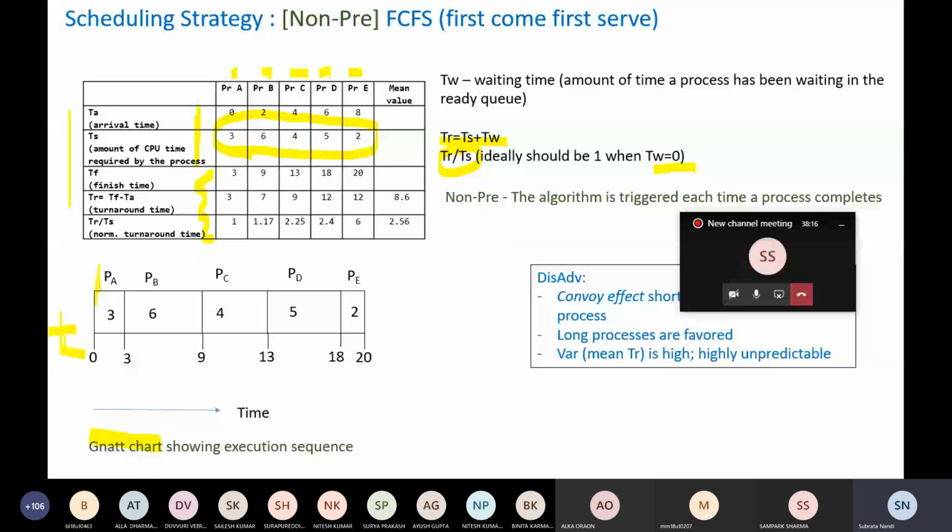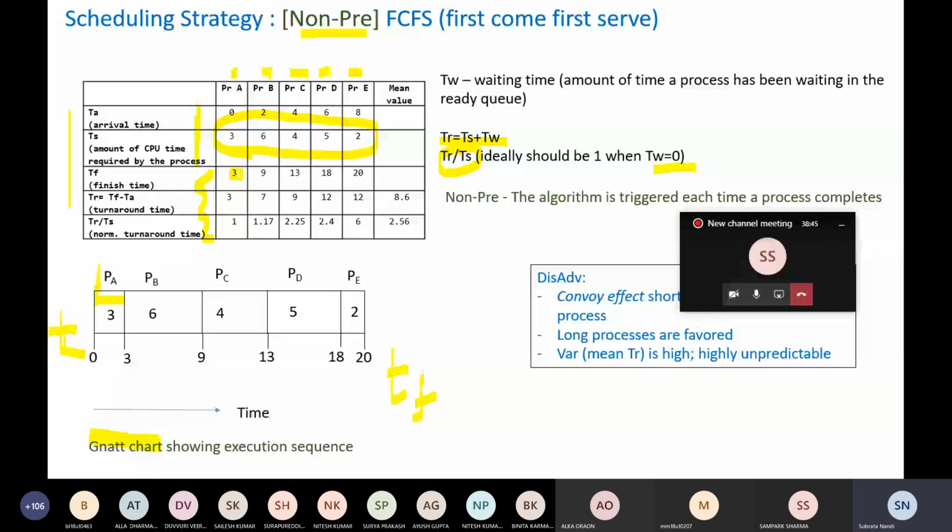Now, what kind of technique is it? It is non-preemptive. So once it is assigned the CPU, it will continue until completion, no matter what other processes come. So it will complete at time t equals 3. This is the completion time, TF. So PA completes at 3, and that's why we put 3 here.